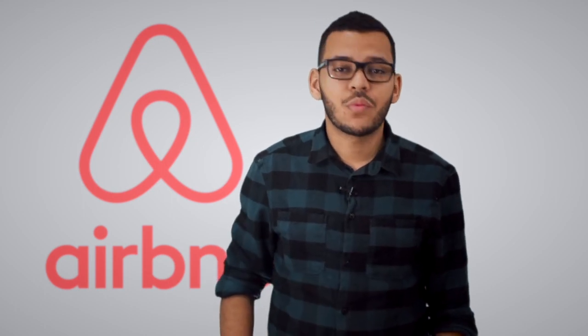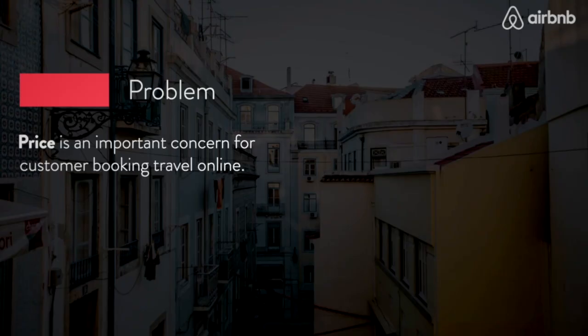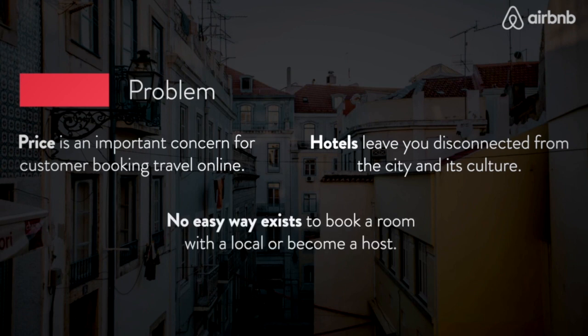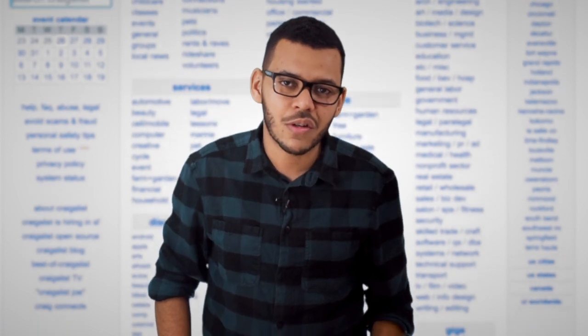I also love the way Airbnb summarized it in just 3 short sentences. Price is important for travelers, hotels are bubbles, and there's no way to book a room with a local or to host a spare room in your apartment. This was the reality in 2009. All they had was Craigslist and Couchsurfing, and neither of those was a pleasant user experience.